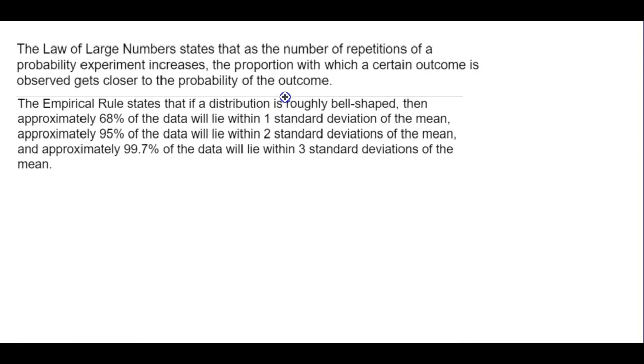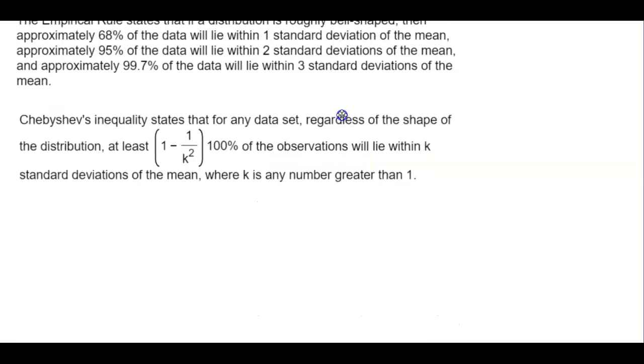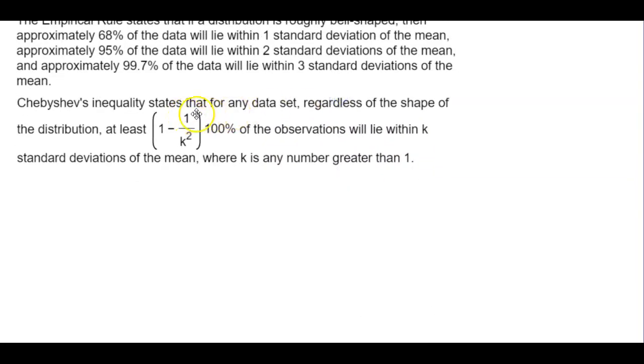Now, the empirical rule states that if a distribution is roughly bell-shaped, then approximately 68% of the data will lie within 1 standard deviation of the mean, approximately 95% of the data will lie within 2 standard deviations of the mean, and approximately 99.7% of the data will lie within 3 standard deviations of the mean. Chebyshev's inequality states that for any data set, regardless of the shape of the distribution, at least (1 - 1/k²) × 100% of the observations will lie within k standard deviations of the mean, where k is any number greater than 1.